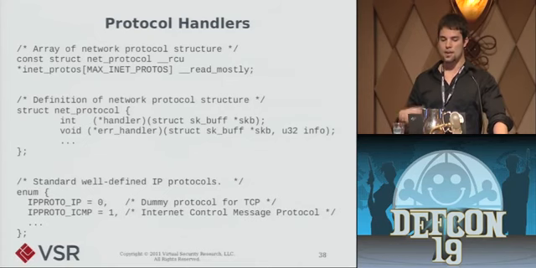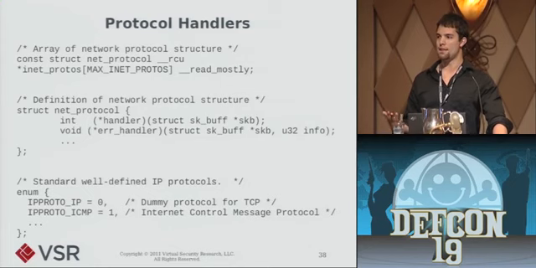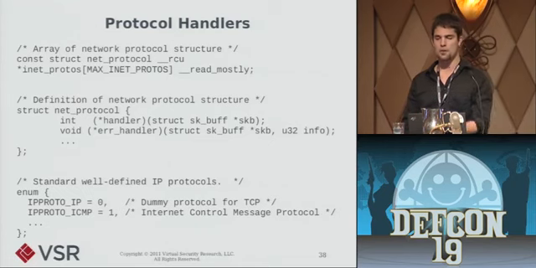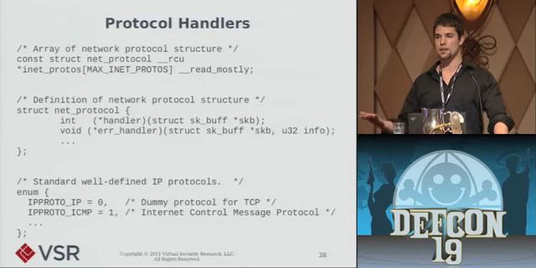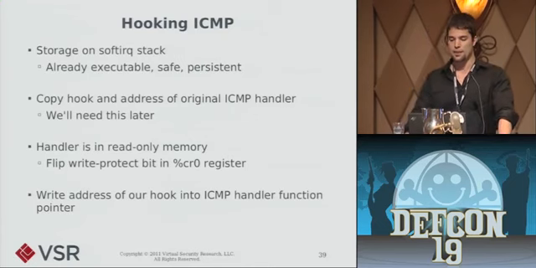And the first member of this net_protocol structure is a handler function pointer that's what gets called when the kernel receives data for that protocol. So if we can overwrite that function pointer for the ICMP protocol, then whenever we receive ICMP data, it will call into our code, and we can move on from there. So hooking ICMP is pretty straightforward.